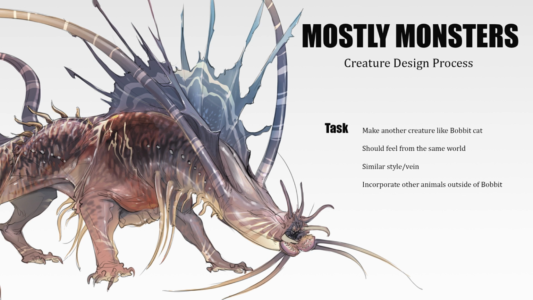So for this particular task, I'm looking at the Bobbit Cat that I designed for this Kickstarter. And the goals are to make another creature like the Bobbit Cat that is from the same world, that feels similarly in the same style and the same vein. Kind of fancy, very monstery as opposed to creaturey. And incorporating other animals outside of the bobbit worm into this amalgamation.